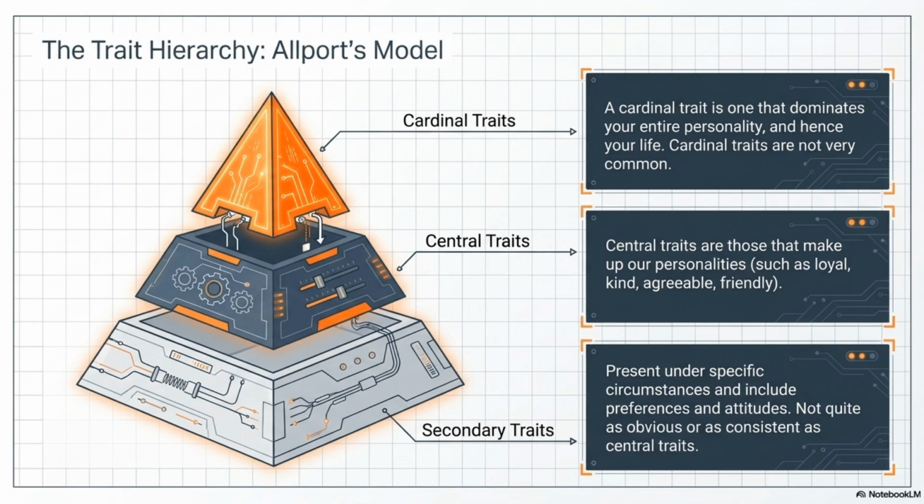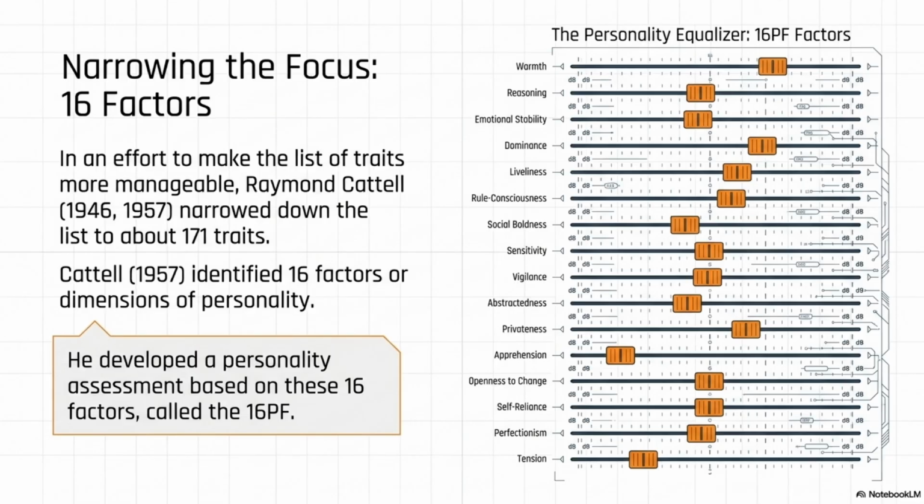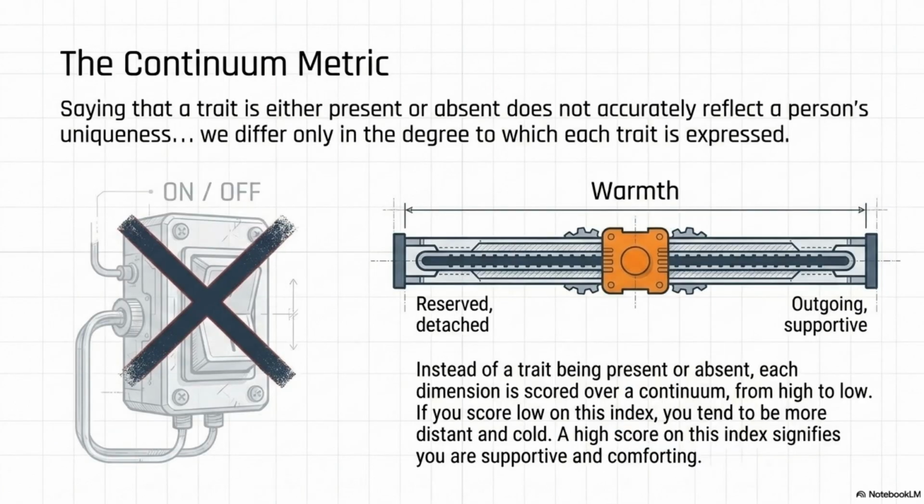But here's the thing. A dictionary list of 4,500 words is not exactly a manageable scientific tool. Yeah, you can't really put a hard number on that. Exactly. So Raymond Cattell came along and used statistical analysis to shrink that list. It's sort of like an audio engineer taking a really noisy recording and isolating just the bass, the treble, and the vocals. Oh, I like that analogy. Through that, Cattell narrowed it down to 16 core factors of personality with his 16 PF assessment. And he measured things like warmth on a high to low continuum. So rather than just saying you have a trait or you don't, it's like a volume slider. Spot on. It gave a much higher resolution picture of a person.